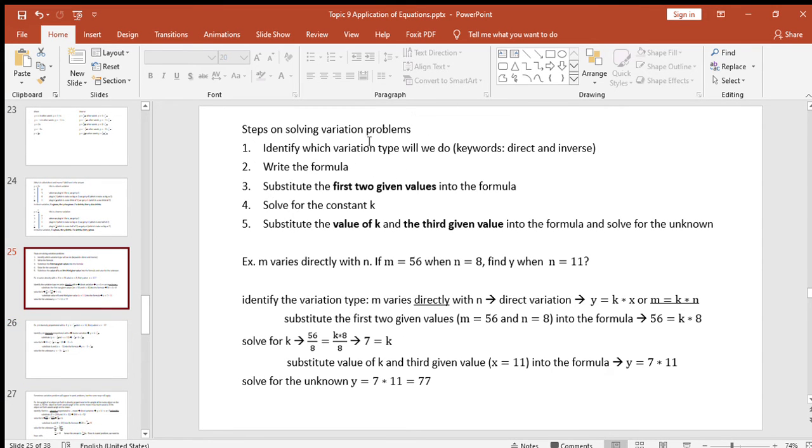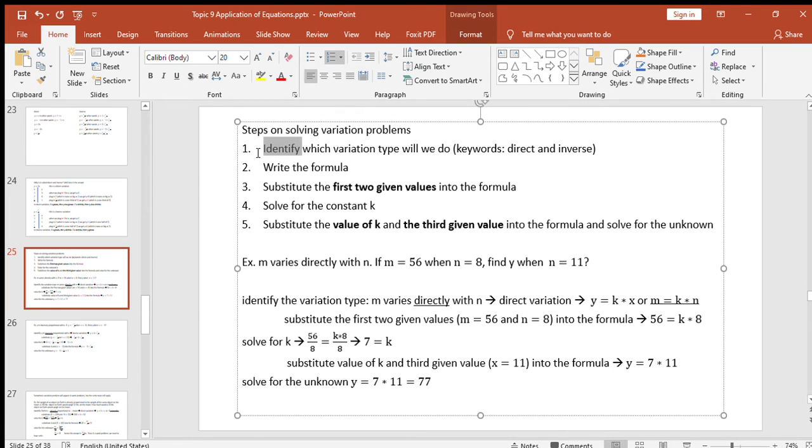So in solving variation problems, let's have some steps. Again, first thing first, you identify the type of variation you're going to deal with. Is it going to be inverse or going to be direct? Why does that matter? Well, because we're going to write the formula. That's why it matters to determine what variation we're going to deal with.